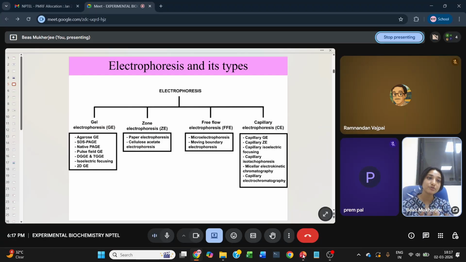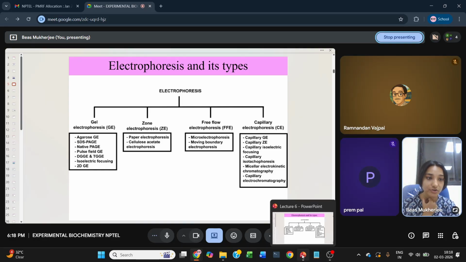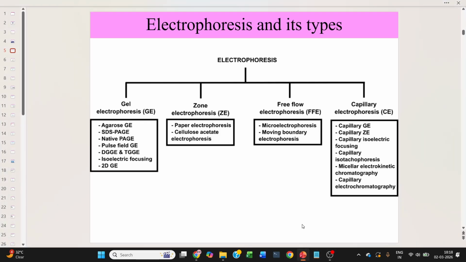Now, there are different types of electrophoresis. For example, there is gel electrophoresis, and under gel electrophoresis comes agarose gel electrophoresis, SDS-PAGE, native PAGE, pulse field. There are different types of techniques, isoelectric focusing that we are going to talk about, 2D gel electrophoresis, all of these techniques. Then in zone electrophoresis, so there are different kinds of electrophoresis used for different purposes. You can read about them if you are interested. Okay, so there is this full table, full chart given for your understanding.